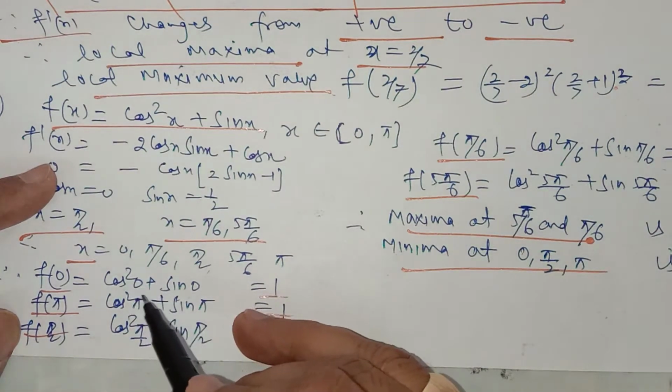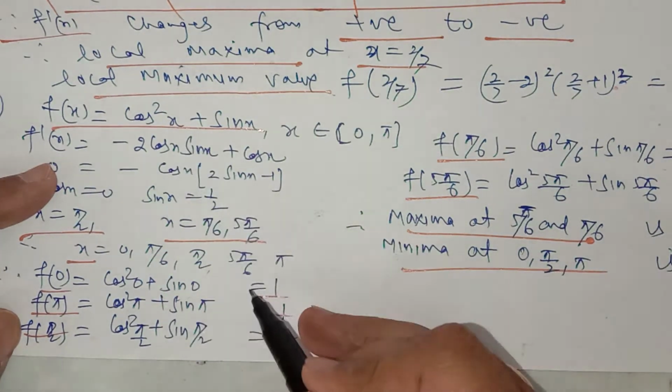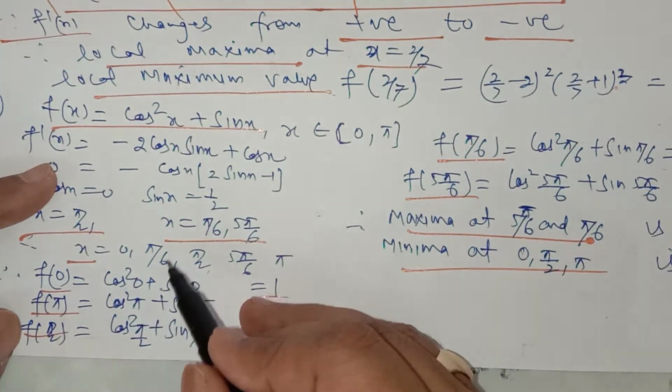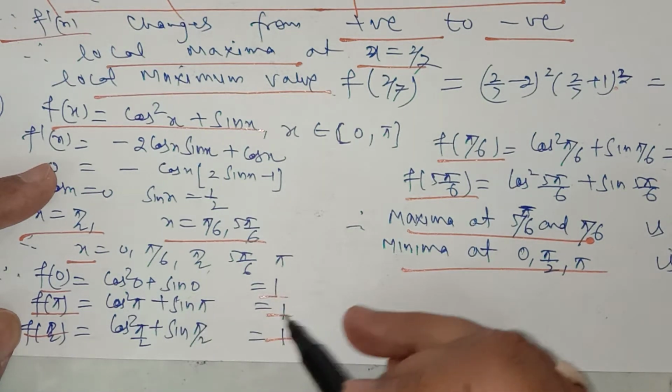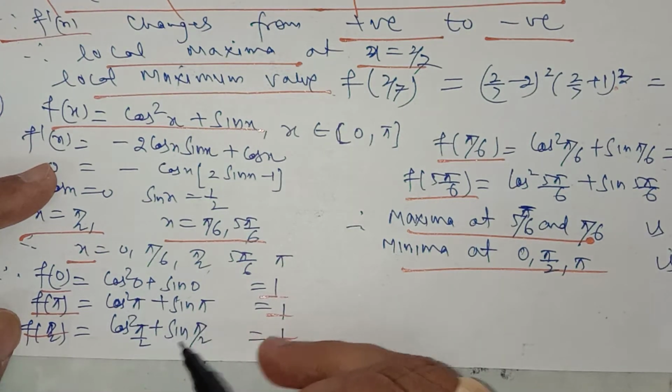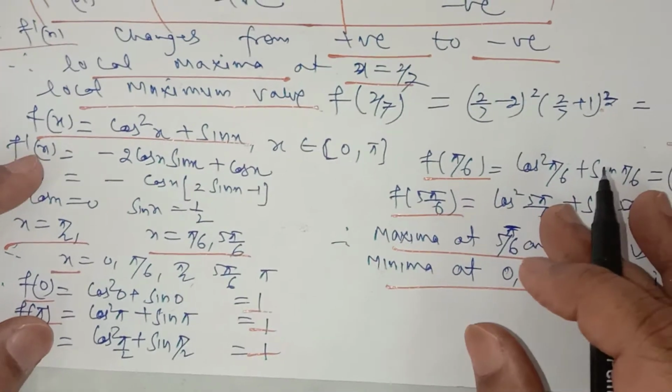When you put x equal to 0 in the given function, you get 1. When you put x equal to π, you get the value of this function as 1. When you put x equal to π/2, you get the value of this function as 1.